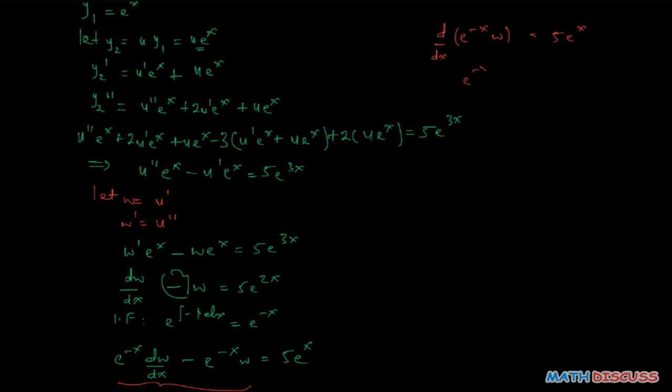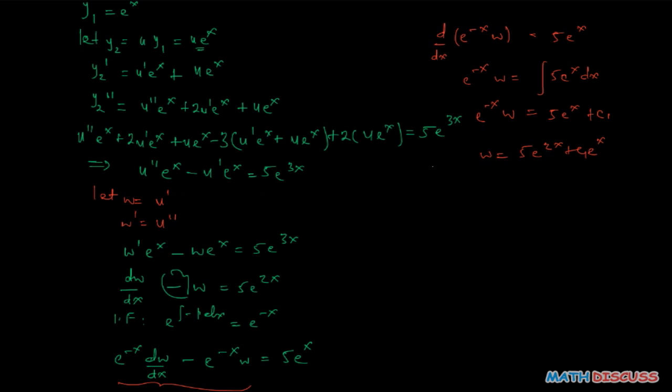So it's going to give us e to the power minus x w equals the integral of 5e to the power x dx, and this is the same thing as 5e to the power x plus c1. So that is to say e to the power negative x w is this. This implies that w equals, so we multiply both sides by e to the power x, 5e to the power 2x plus c1 e to the power x. So this is our w.